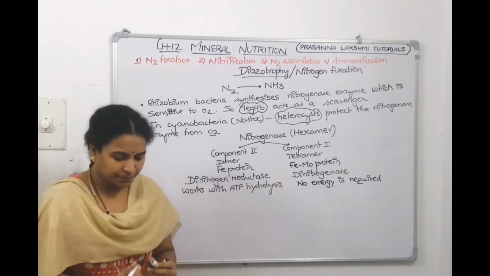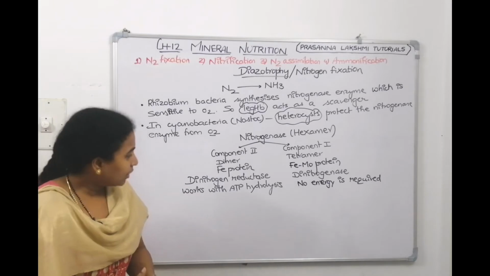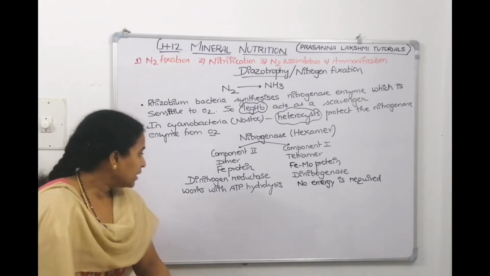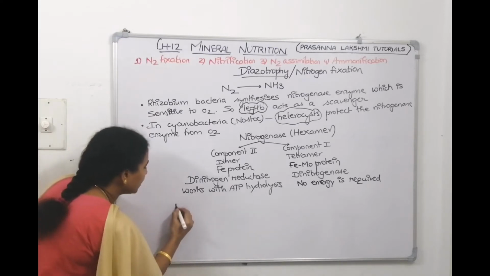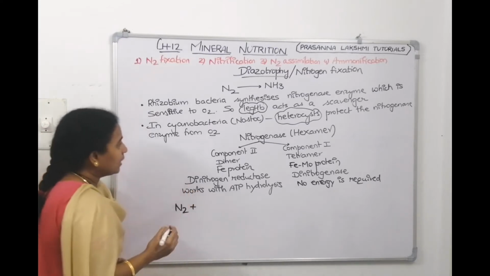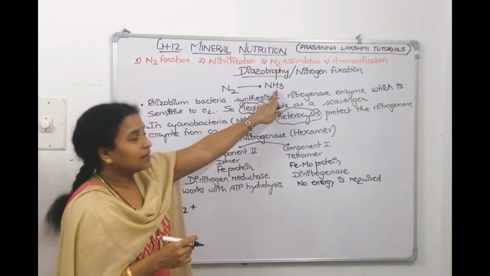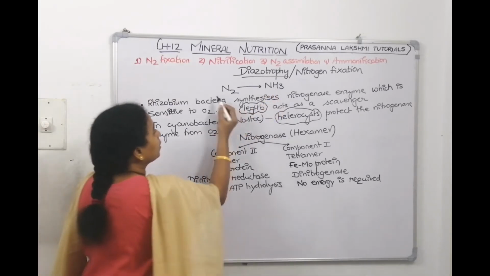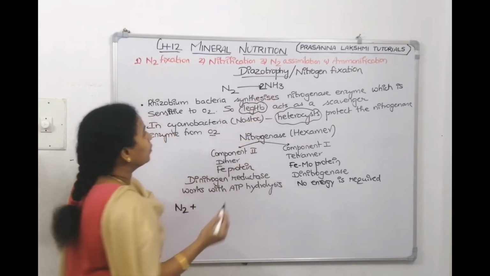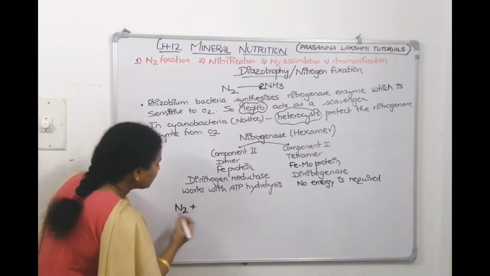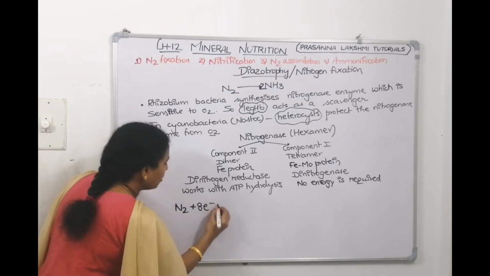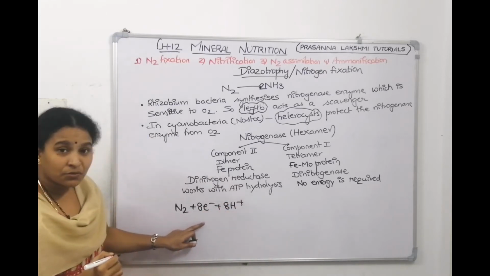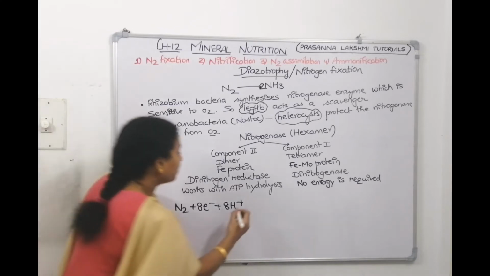Altogether, if you see the complete equation, it goes like N2. Now, how many protons are required here? N2 gets converted to 2 ammonia molecules. So N2 plus 8 electrons plus 8 protons. Nitrogen combines with 8 electrons and 8 protons.